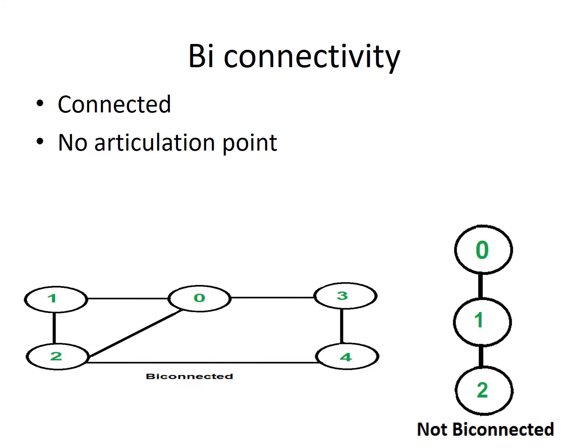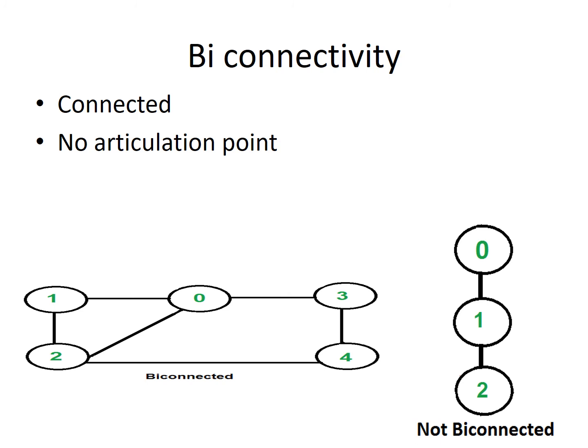Next we'll see some examples on graph connectivity. Biconnectivity means all nodes in the graph are connected and it should not contain any articulation point. The first graph is called biconnected because all nodes are connected. An articulation point is a vertex whose removal disconnects the graph, meaning we cannot have connections between the vertices.